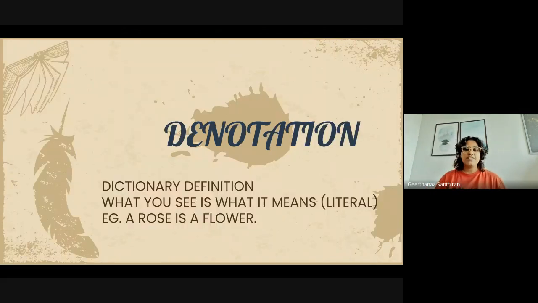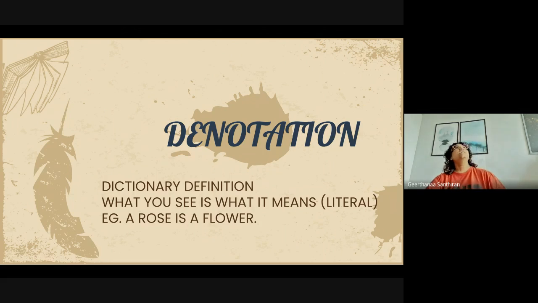So let's talk about definitions. There are two types of definitions. When you first look at a word, you can think of its dictionary definition. What you see is what it means. We call this denotation. For example, if you're looking at the word rose, you're going to define it as a type of flower. That's it. Straightforward, cold, simple. A rose is a flower.